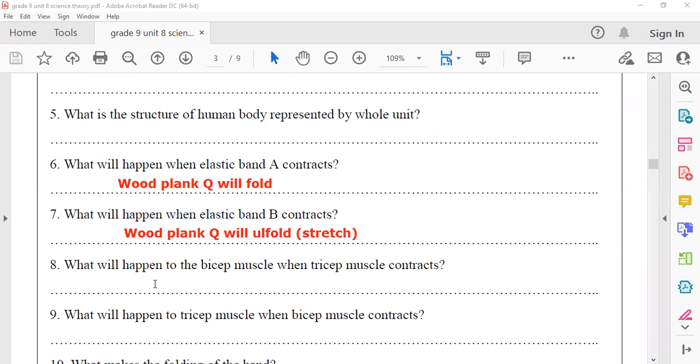What will happen to the bicep muscle when tricep muscle contracts? Bicep muscle relaxes. Correct? Yes, sir. It will relax. What will happen to the tricep muscle when bicep muscle contracts? It also will relax. Are you clear? Yes, sir. You can complete.